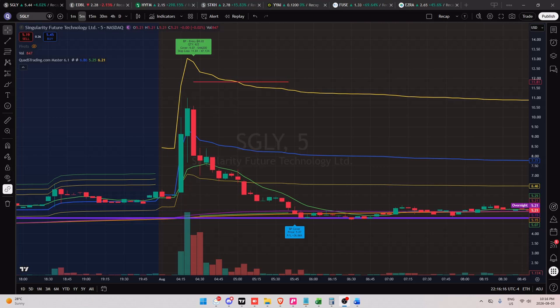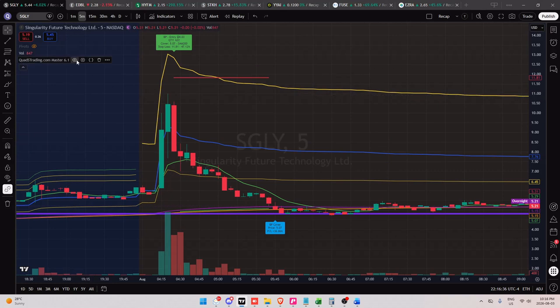Now, if you want to know how we got 256% account growth in June, roughly 136% in July, and today, August the 3rd, the first day of the month, we got 18% account growth in one day, and all this happens with one indicator from quadstrading.com. So this indicator is awesome.